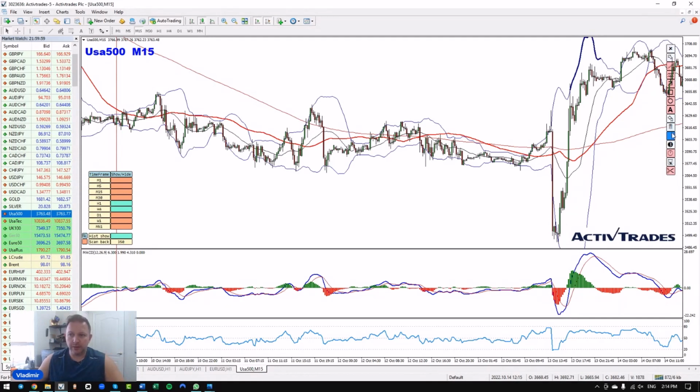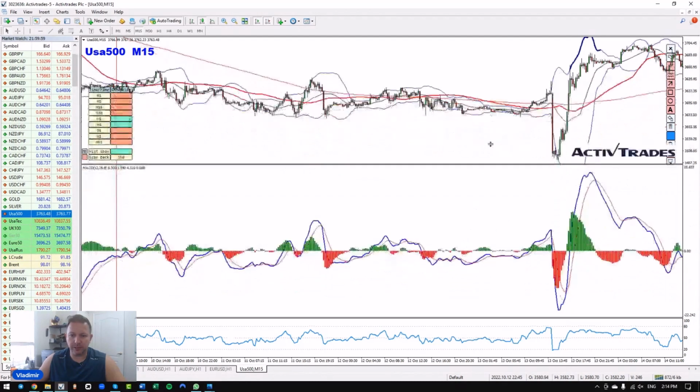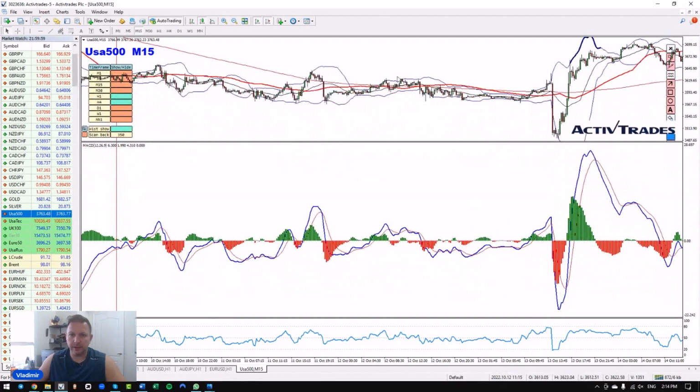So here is the divergence. The market making higher highs, higher lows, right? This is the higher highs, and this is the place where the moving averages create lower highs. Okay, let me increase the MACD for you a little bit so you can see that better. Higher highs on the chart, lower highs on the MAs.